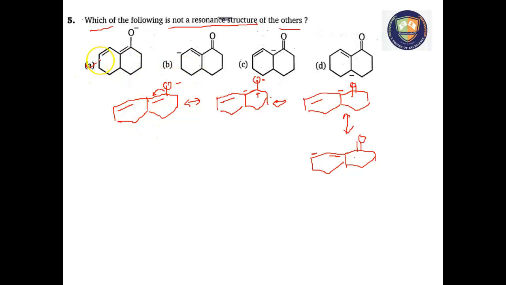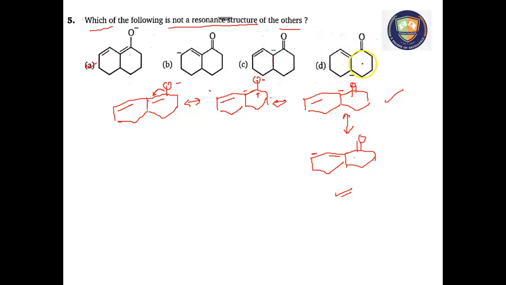So A is there. After that, you are observing that the structure shown in B is already this last structure. So B is also correct. Next we have this C. In the C structure, the negative charge is present on this carbon. So we have this structure also here, like this.